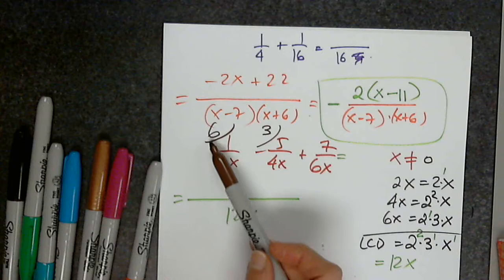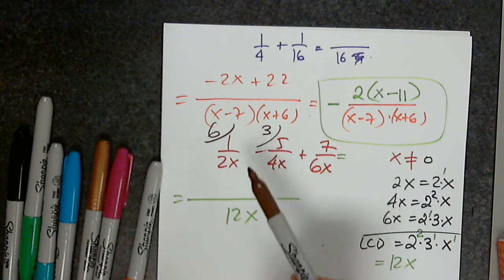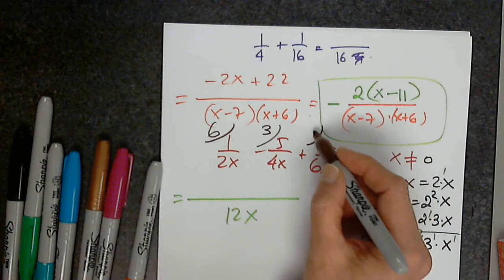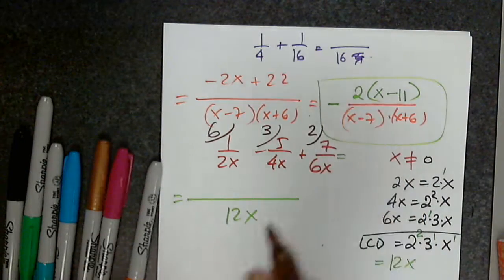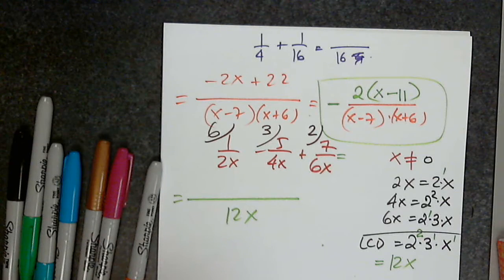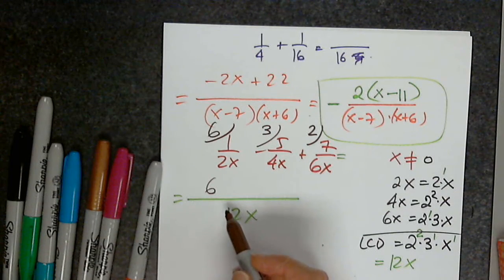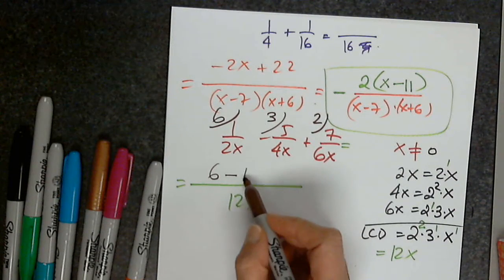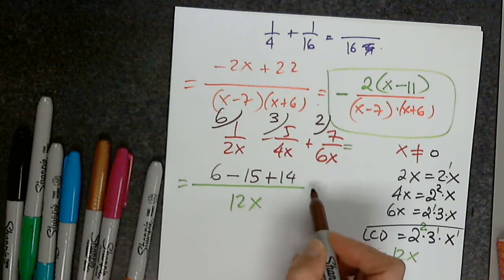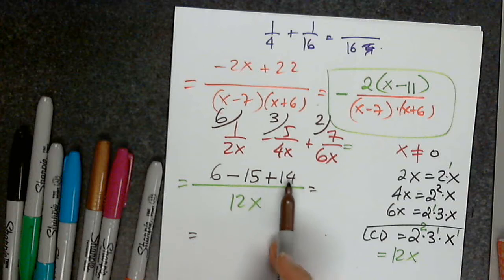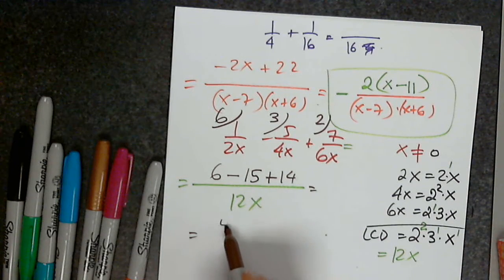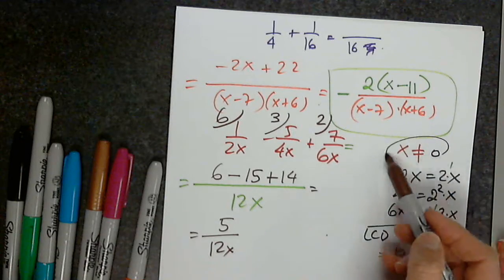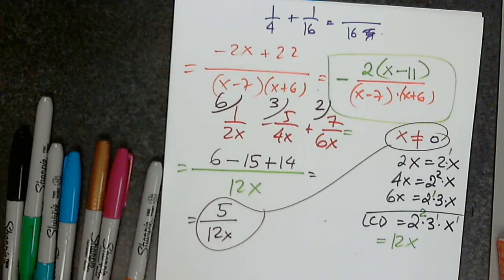Yeah. 12x divided by 2x is 6. Yeah. 12x divided by 4x is 3. And 12x divided by 6x is? 2. Perfect. So now the numerator becomes 6 minus, yes, and plus. That's it. So negative 15 plus 14 is negative 1. 6 minus 1 is. So assuming that x is not 0, the simplified form of this addition, subtraction of rational expressions, they are rational expressions because they have x in the denominator.